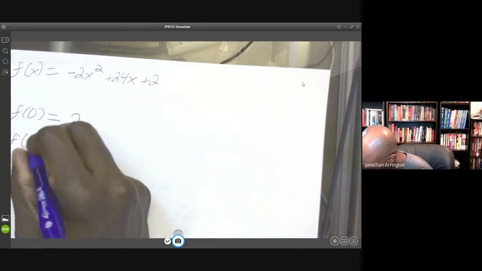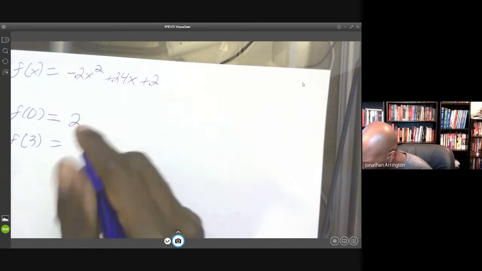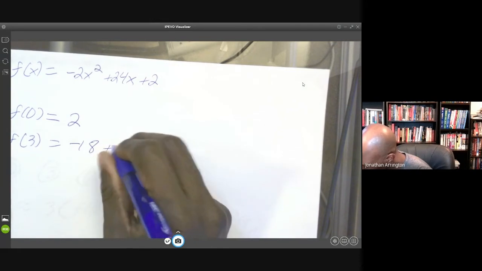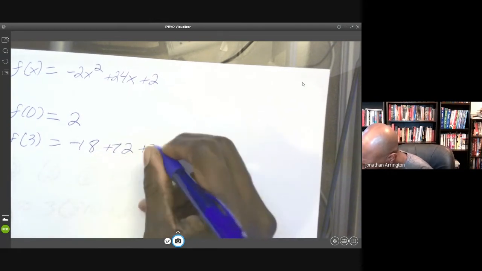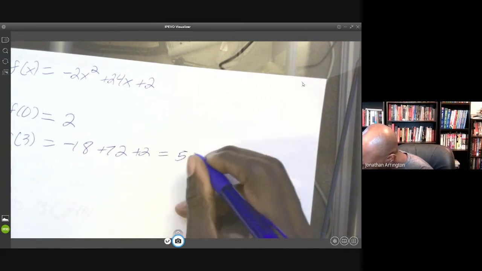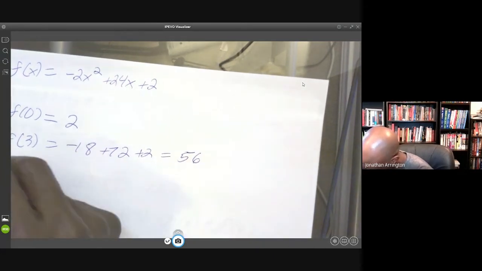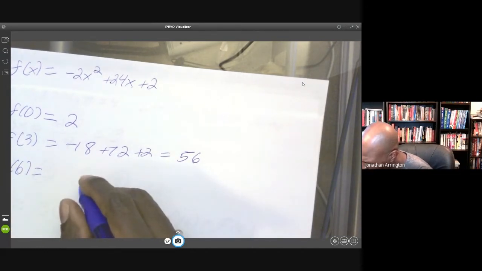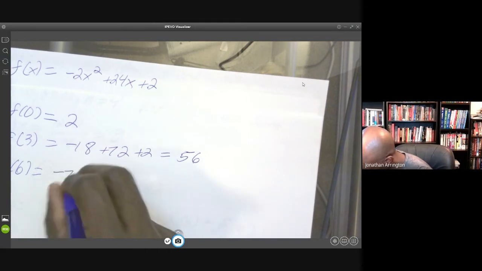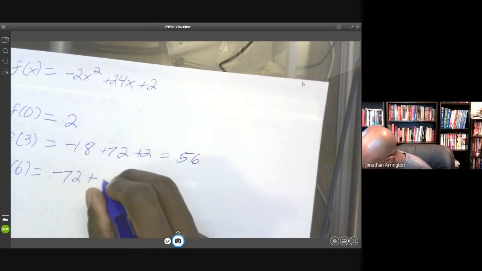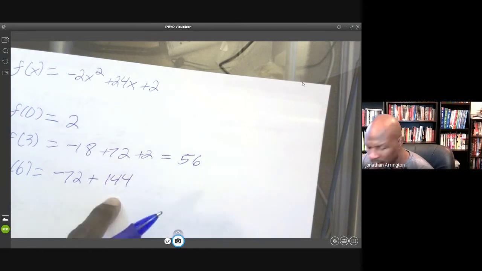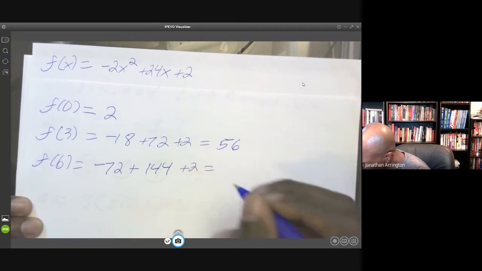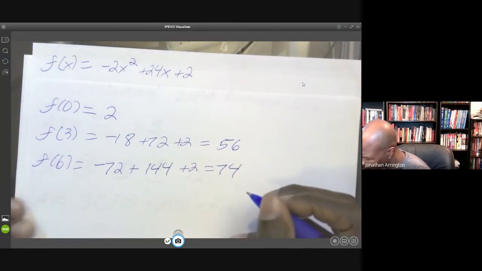Next, I'll find f of 3. So f of 3 is negative 2 times 3 squared. That's negative 18. And then 3 times 24 is 72. So that's 54 right there, plus 2 is 56. And let's find f of 6. So f of 6 is negative 2 times 6 squared. That's negative 2 times 36, which is negative 72. And then 6 times 24 is 144. So that's positive 72 right there, and positive 72 plus 2 is 74.